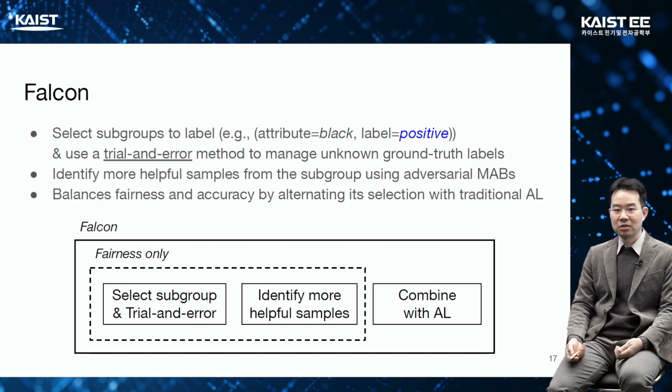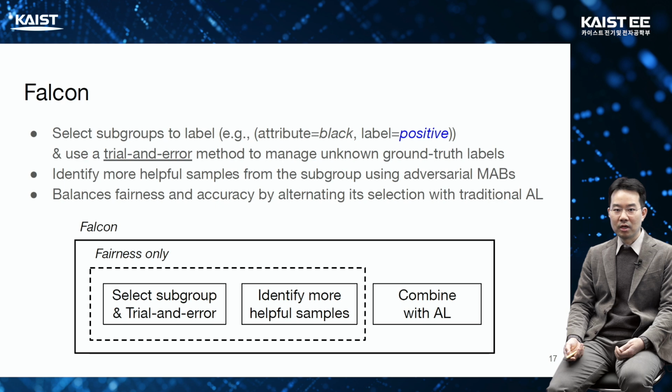And we also identify more helpful samples from the subgroup using adversarial multi-armed bandits. This involves a little technical details, which I'm not going to cover today. But basically, we like to adjust how aggressive we are in choosing samples that are likely to be helpful for improving fairness. And we balance how much risk-taking we want using multi-armed bandit techniques.